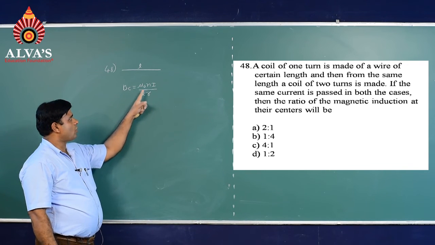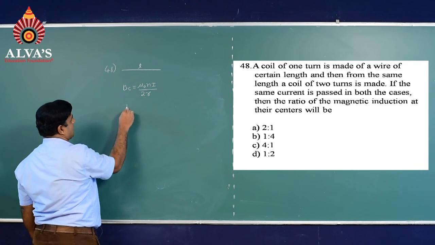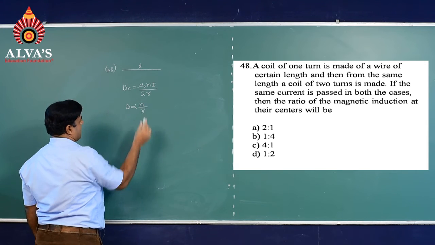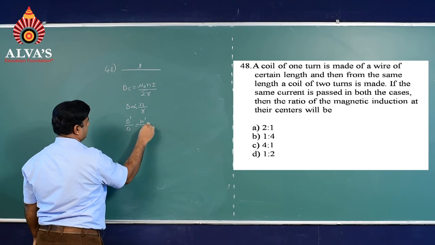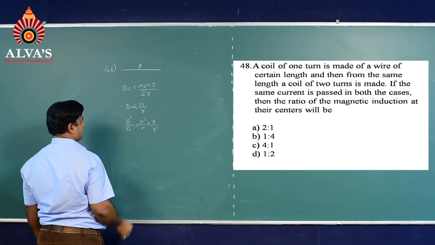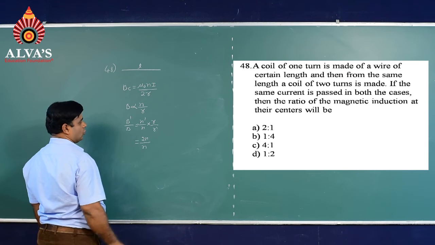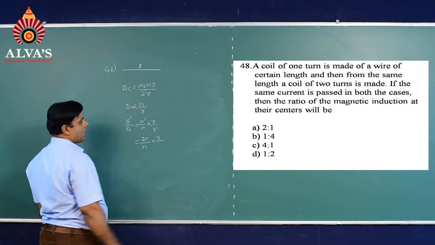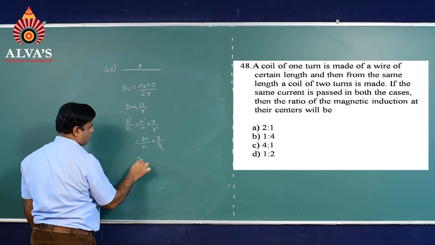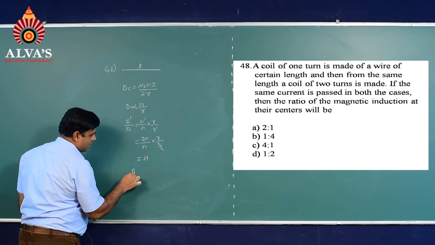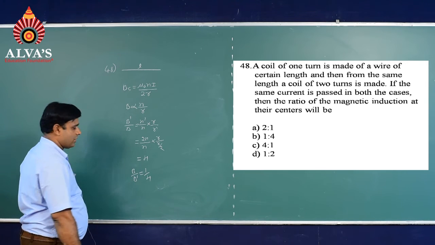μ0 is constant, 2 is constant, same current is flowing, n and R depend on number of turns. So, B is proportional to n by R. Therefore, B dash by B equals n dash by n into R by R dash. Initial number of turns is n, then it is converted into a coil having 2 turns. Initial radius is R. Whenever the number of turns doubles, the radius becomes half, so the factor is 4. So, B by B dash is 1 by 4. So, the answer is 1:4.